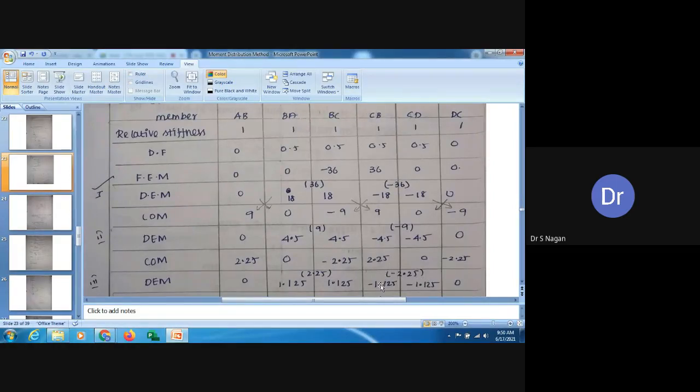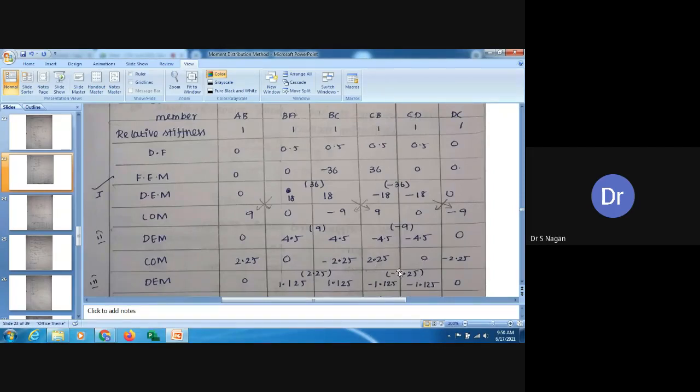This 2.25 minus 1.125, minus 1.125, this zero. So that I'll get zero. So even if I have committed a mistake, I can find it out. That is called debugging the error. How to debug the error? I check it at every stage by adding all these four values.